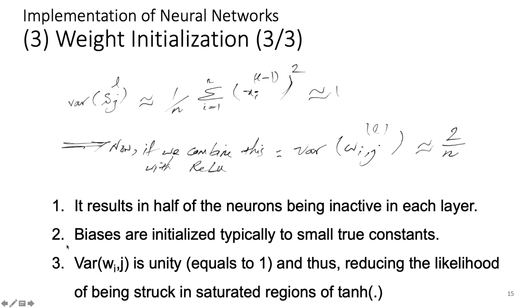And we call the variance of the W_ij unity, which is equal to 1. It actually helps us decrease the chance of getting stuck in saturated regions when we are using hyperbolic tangent as the activation function. So when you design a neural net, depending on the choice of your activation function and initialization, you need to play around and tune those components in order to optimize your training process.